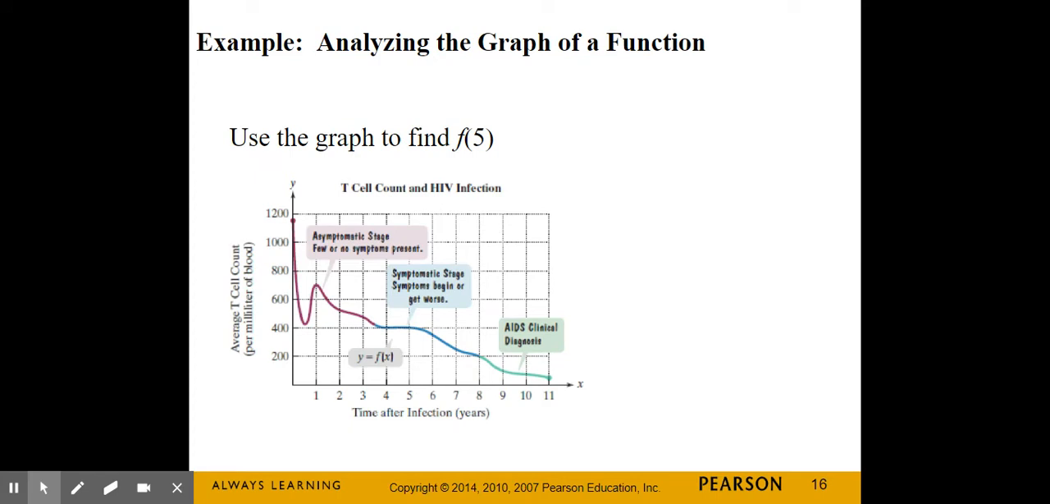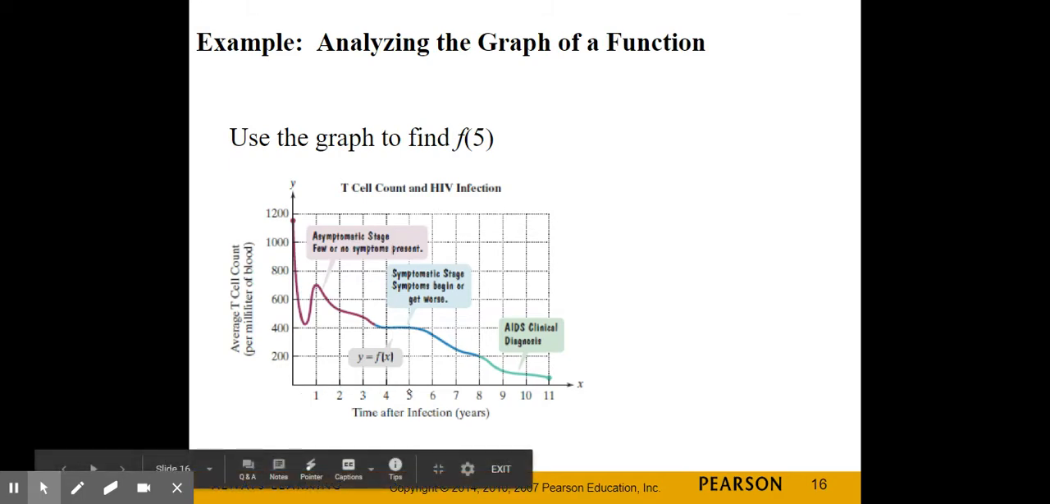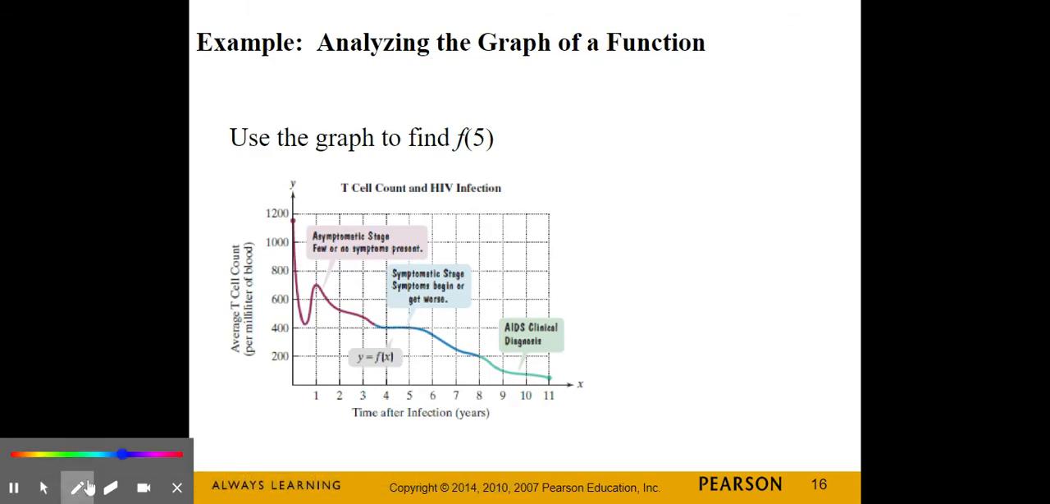Analyzing the graph of a function, use the graph to find f of 5. Again, if you're being asked to find f of 5, 5 is the x value. We're going to figure out what's the y value. So if 5 is the x value, I find out where is the function where x is 5. So it's right there, right? So I'm looking at 400. So f of 5 equals 400 by analyzing the graph.